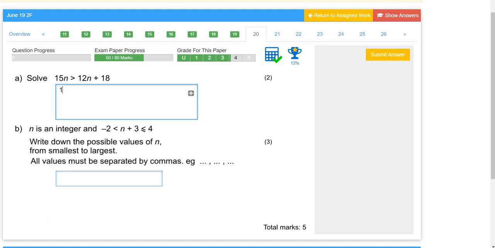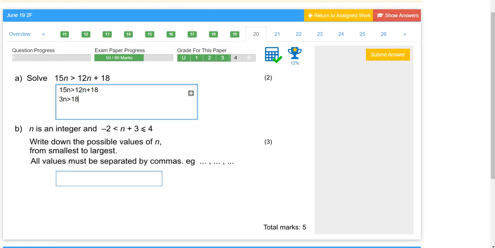So here, I'm going to solve this inequality. 15n is greater than 12n plus 8. This is exactly like I would do with solving an equation. I want to get n by itself on one side of the greater than sign. So I'm going to take away 12n, so take away 12n from both sides. I get 3n is greater than 18. Yes, it should be 18. I beg your pardon, I've mistyped that.